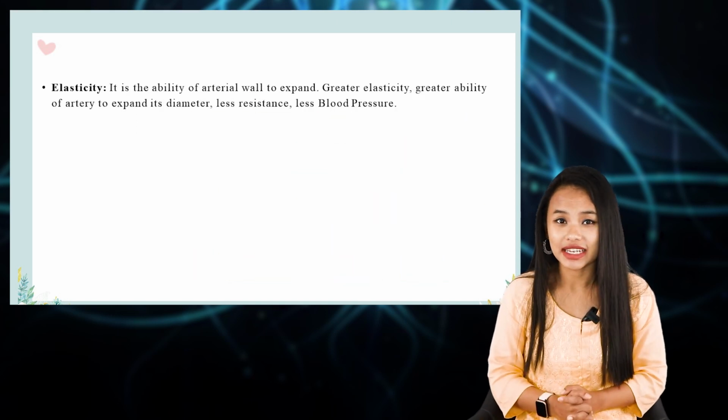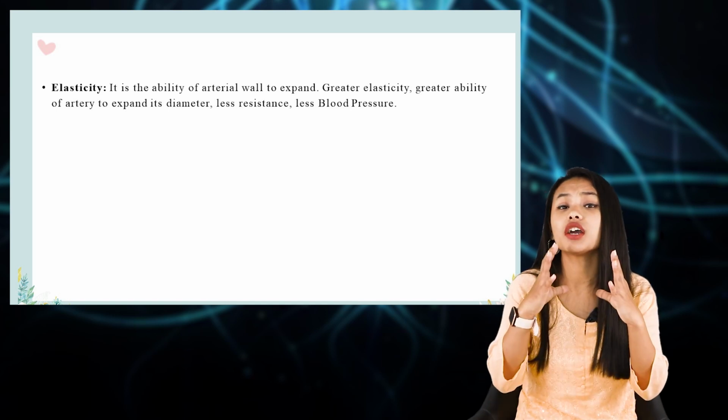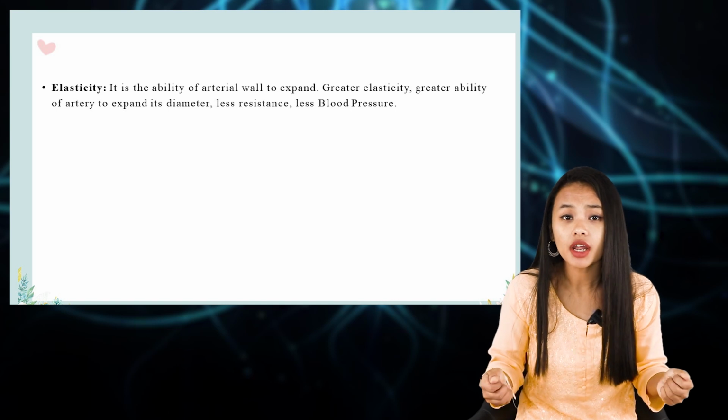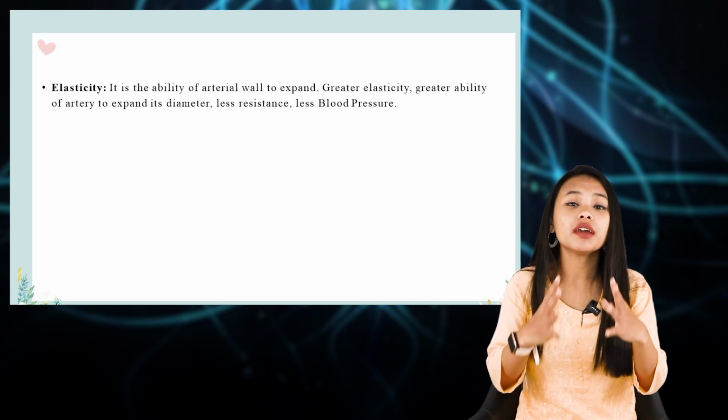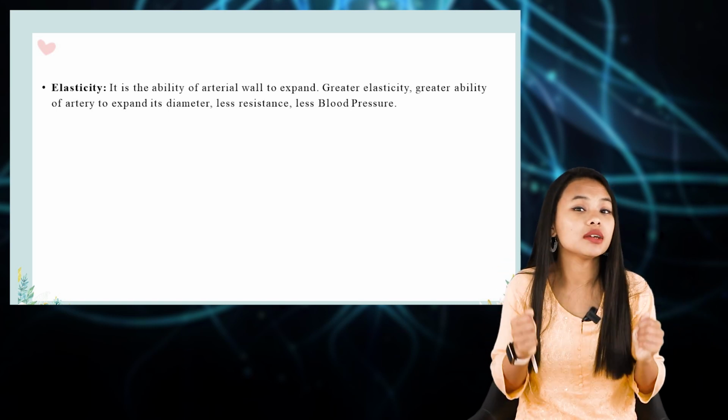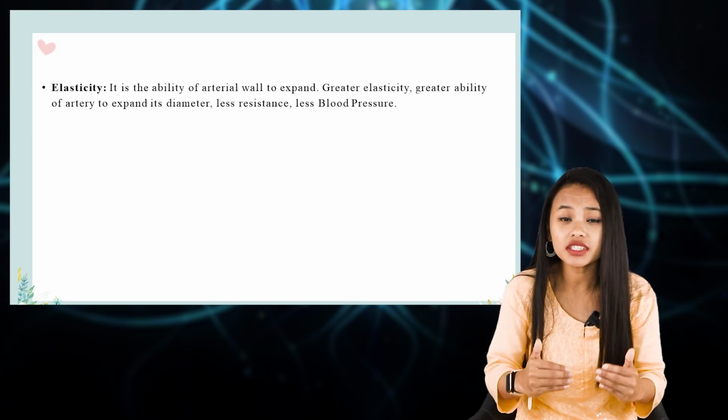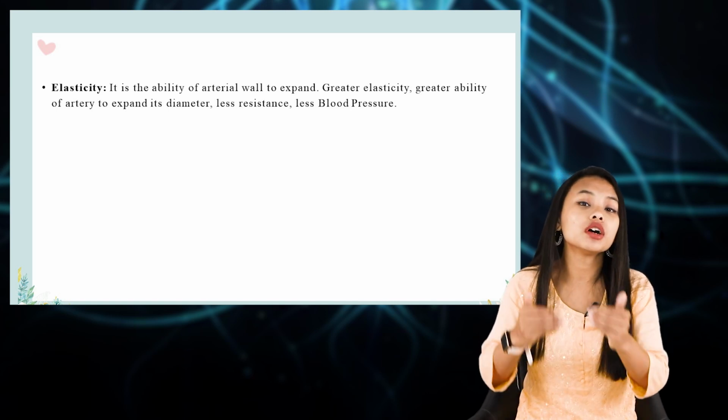And the last one here is the elasticity. Elasticity is defined as the ability of the arterial wall to expand, right? So the greater the elasticity, the more the arterial wall will be able to expand its diameter. And when it is able to do so, this will lead to less resistance, which would ultimately lead to a low blood pressure. So this is the physiology of the blood pressure, which includes the cardiac output and the peripheral resistance, then the peripheral vascular resistance, and then we've talked about the blood volume, the viscosity, as well as the elasticity.